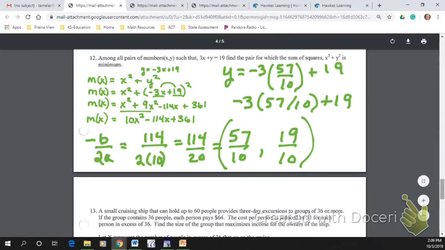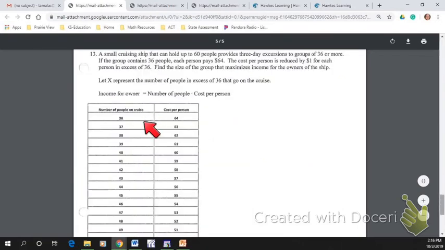Now we can do this stupid graph. Do we have the graphic? The number of people. All right, so you got a small cruising ship that can hold 60 people. It provides 3-day excursions to groups of 36 or more. So 36 is the smallest number of people you can take on the ship. If a group contains 36 people, the owner charges $64 per person. The cost per person is reduced by $1 for each person in excess of 36. Find the size of the group that maximizes the income for the owner of the ship.